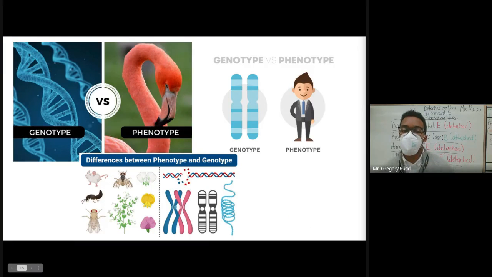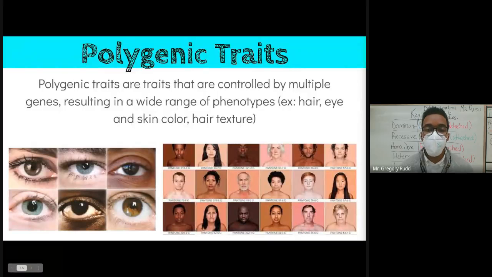All right, genotype versus phenotype. Here are some pictorial representations of the differences between the two. Genotype is referring to the actual genes, the alleles that are present. You get one copy from each parent. Phenotype is what can I see? What are the traits that I can actually visualize? They're describing the same thing, though. They're just two different ways of doing it.